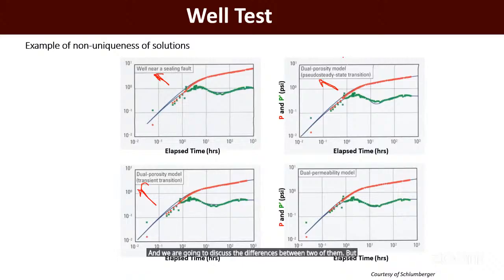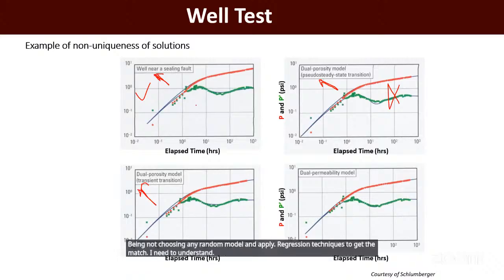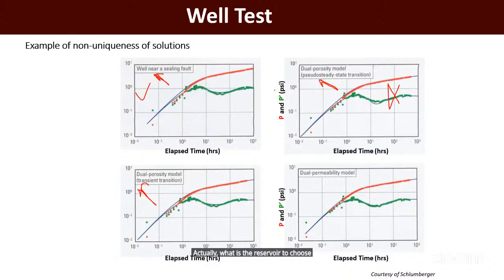But for example, if I have a sandstone homogeneous reservoir, this couldn't be true because I don't have fractures. This is most likely the true one. So I need to understand the reservoir, not choose any random model and apply regression techniques to get the match. I need to understand what the reservoir actually is to choose the best fit model for the solution.